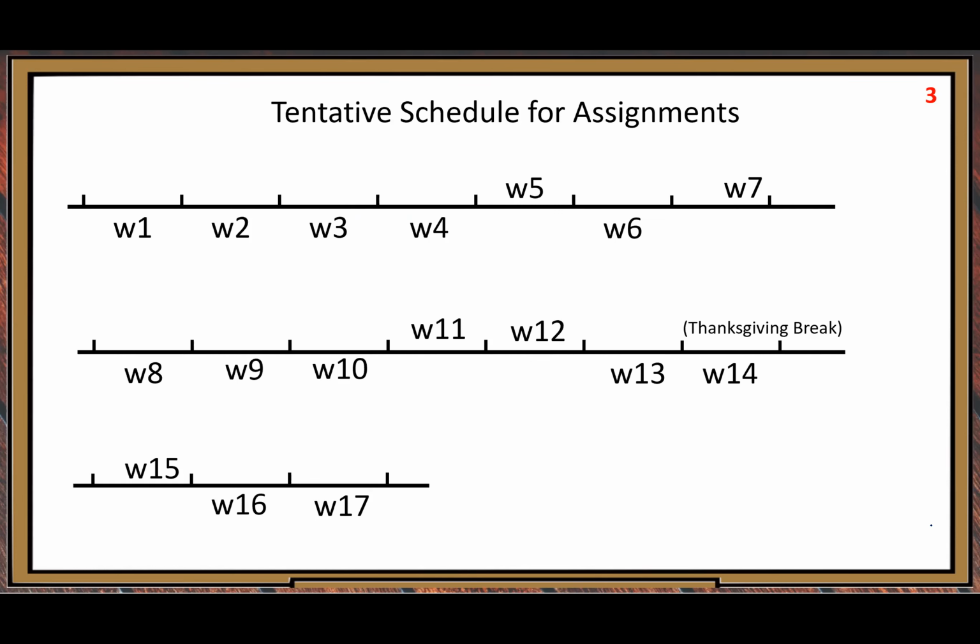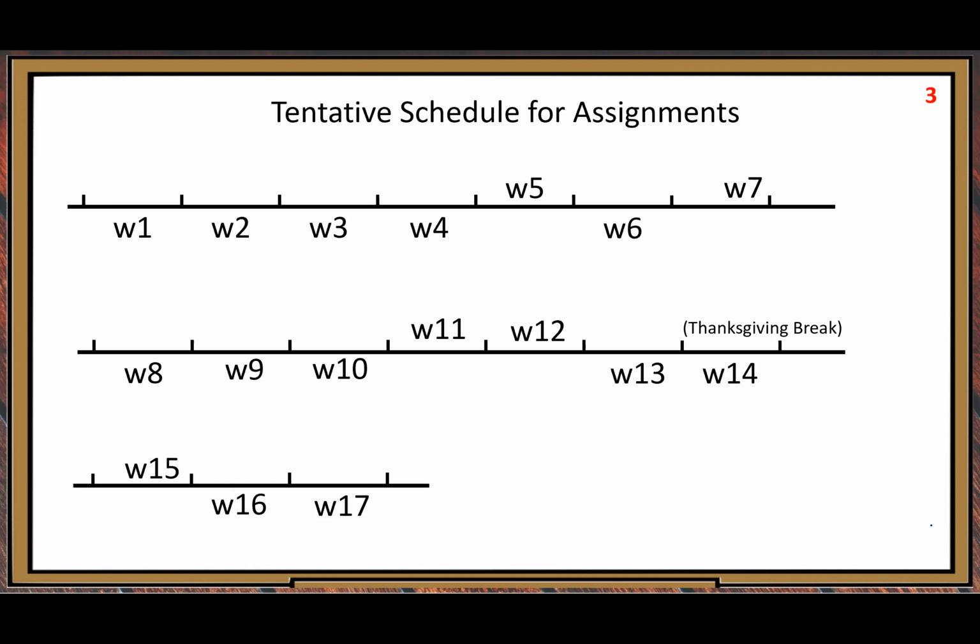Including Thanksgiving break, 16 weeks. One week for Thanksgiving break and one week for the final, week number 17, that's the final week. So for our regular class weeks, 15 total weeks of regular classes. All right, so let me run the assignment distribution along the timeline, okay?